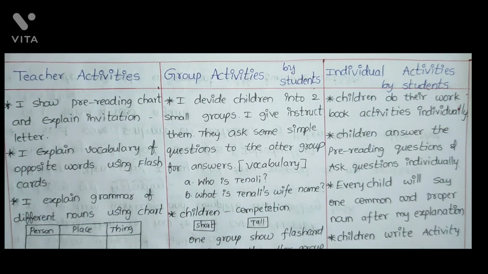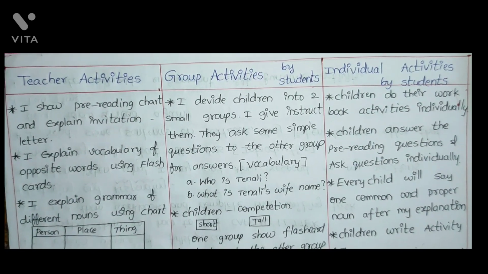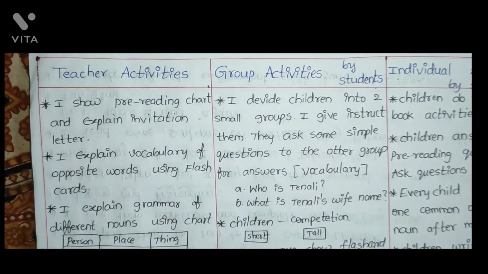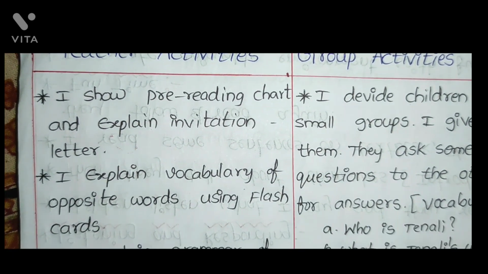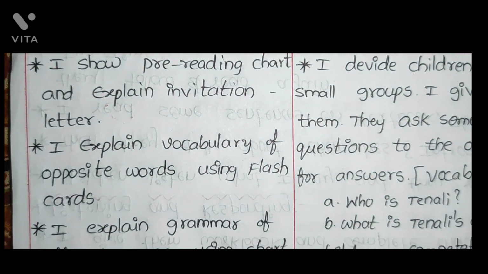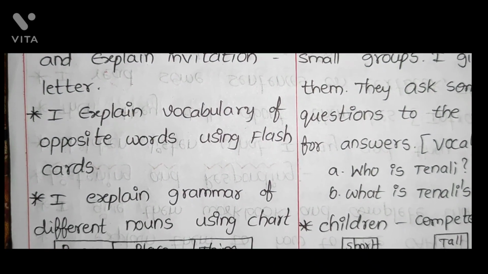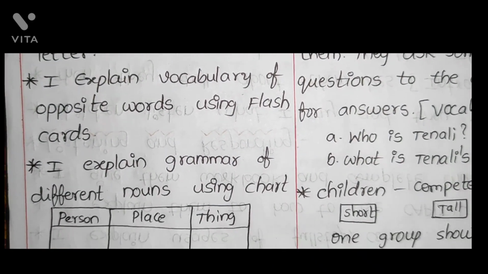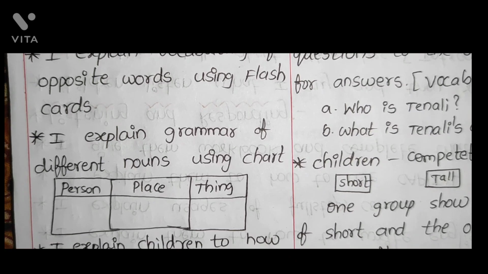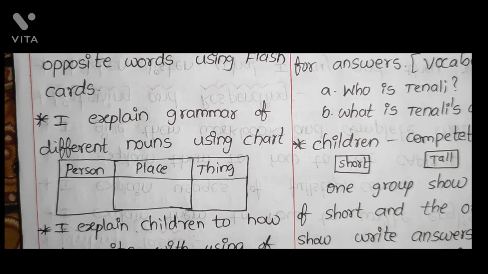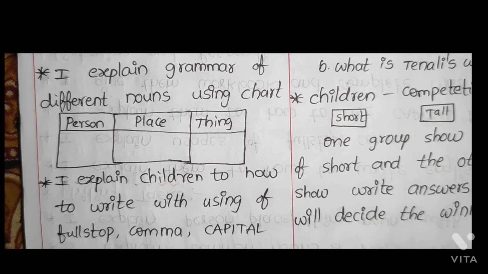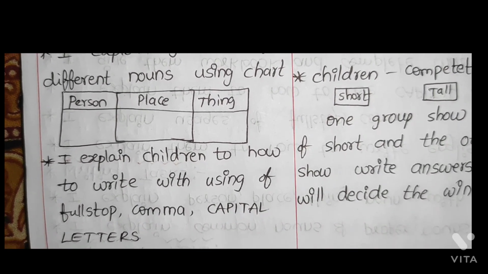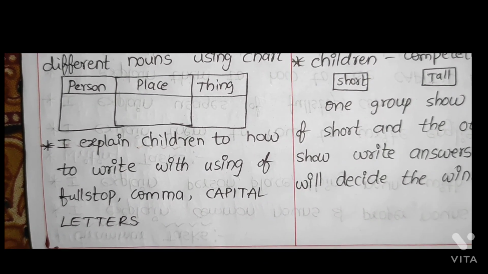The next process is activities: teacher activities, group activities by students, individual activities by students. First one, teacher activities. I show the pre-reading chart and explain the invitation letter. I explain the vocabulary of opposite words using flashcards. I explain the grammar of different nouns using a chart: person, place, thing. I explain to children how to write using full stop, comma, capital letters. This is a writing task.